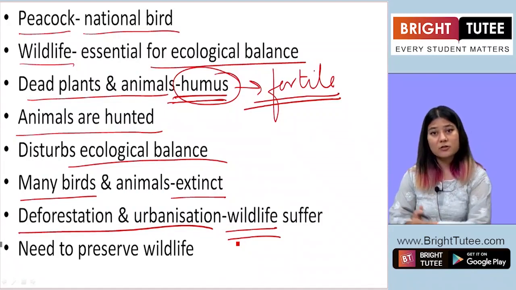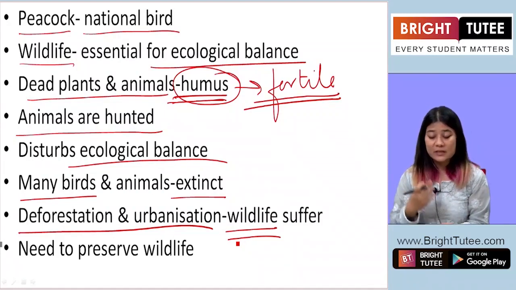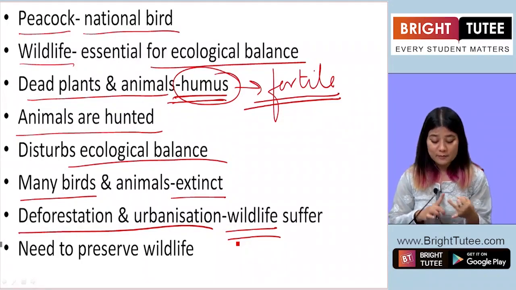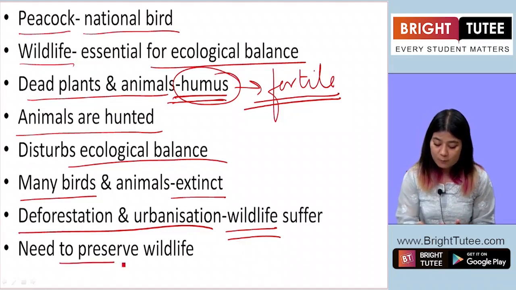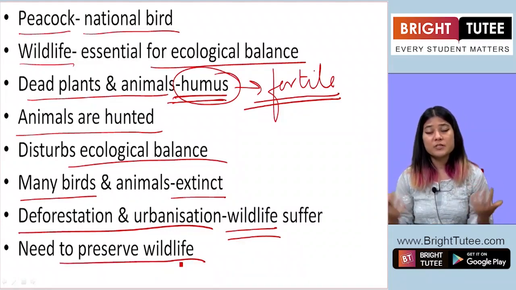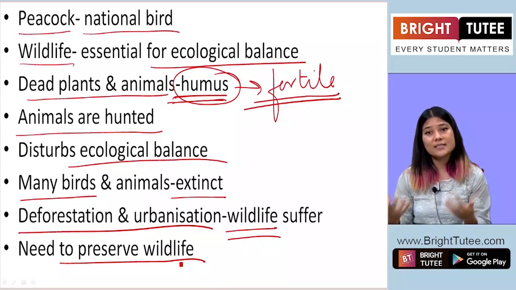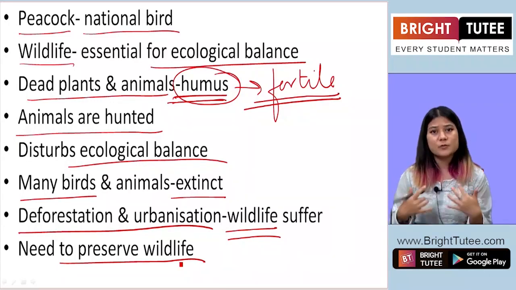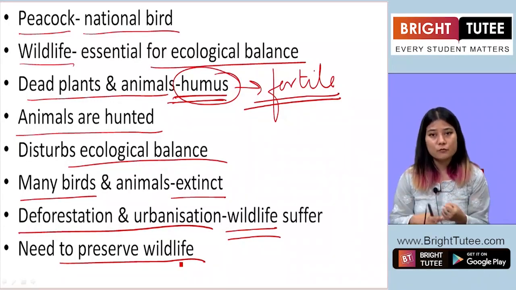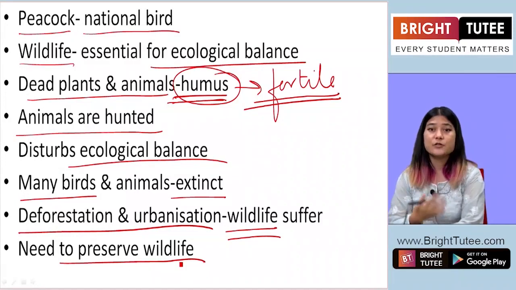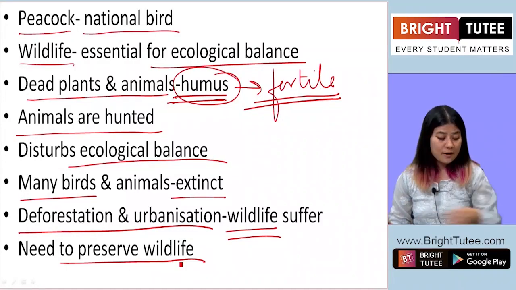This is why, because of how reckless and careless we have been about our environment, about protection of wildlife and vegetation, we need to preserve wildlife. Because if we preserve wildlife and vegetation, that helps to maintain the ecological balance. That provides us with a lot of things which we depend on, like food, shelter, oxygen, medicinal herbs, etc. This is why we need to preserve wildlife as well as vegetation.